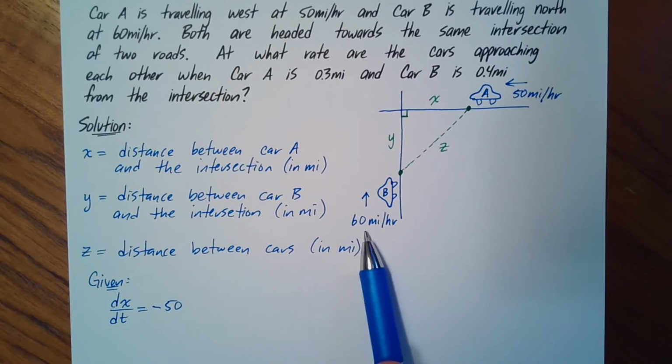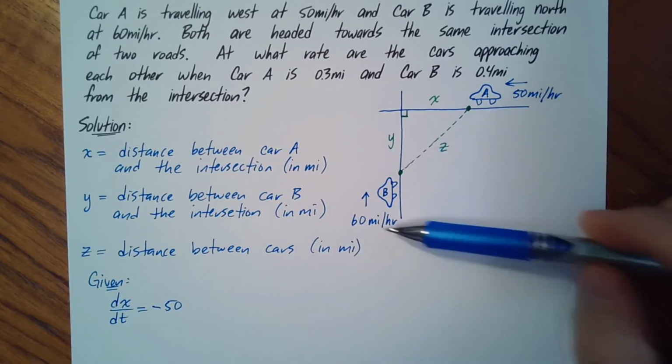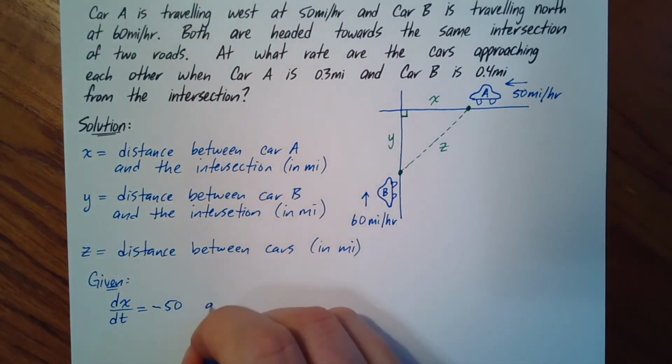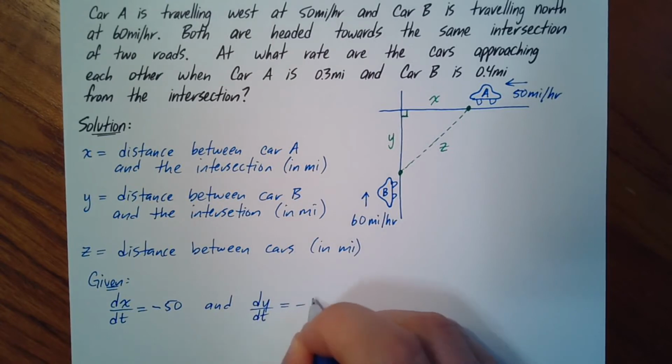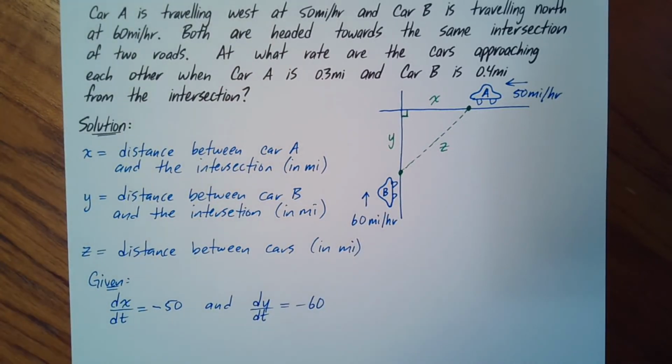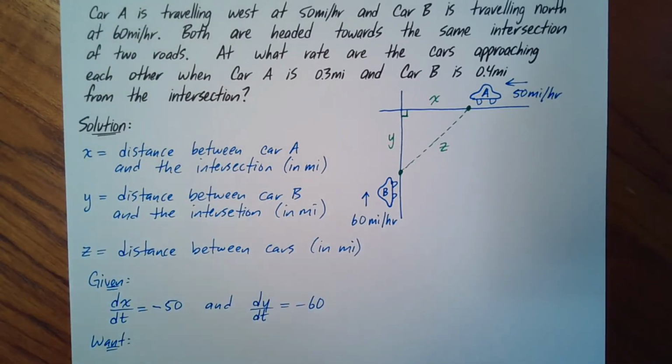And then for this 60 miles per hour for car B, just interpret that as y is shrinking at a rate of 60 miles per hour. So we can say dy/dt is equal to negative 60. So that's how we'll interpret those rates of change. Now what are we asked for? We're asked for what is the rate at which z is changing with respect to time, right? We want dz/dt.